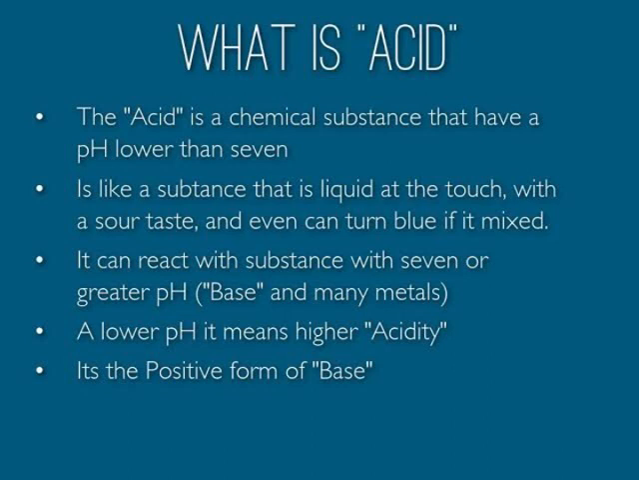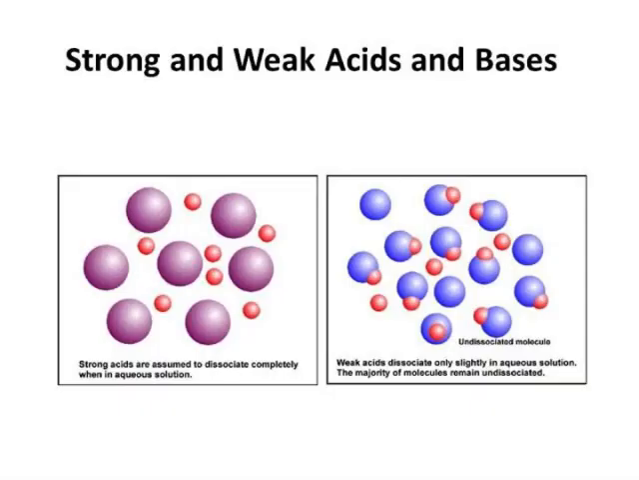And here are the other definitions of acid. An acid is a chemical substance that has a pH lower than 7. It is a liquid to the touch, with a sour taste, and it can turn litmus red. It can react with substances with a pH of 7 or greater, bases, and many metals. A lower pH means higher acidity. And lastly, it is a positive form of base.